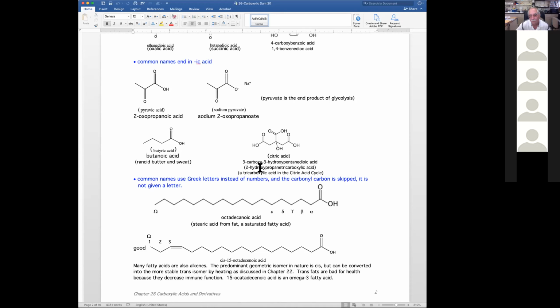Here's another way to name that. And this common name is citric acid. So the citric acid cycle is also known as the tricarboxylic acid cycle because of 1, 2, 3 carboxylic acids on citric acid.